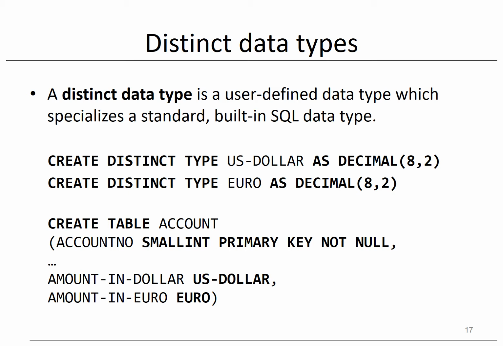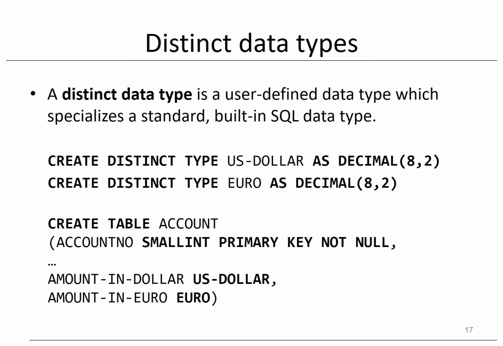Create distinct type dollar as decimal (8,2). Create distinct type euro as decimal (8,2). We defined 2 distinct types, dollar and euro, as numbers with 6 digits before the decimal and 2 digits after the decimal. We can now use both when defining attribute types, as you can see in the table account at the bottom of my slide.